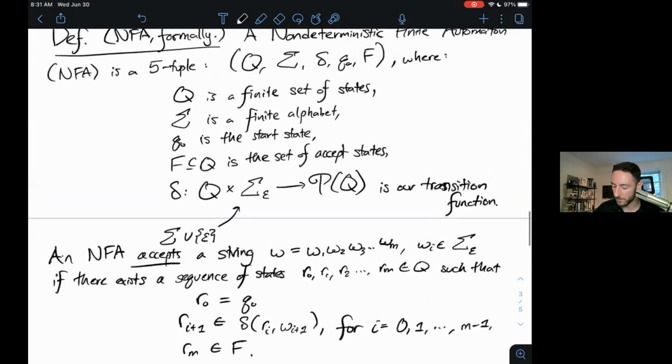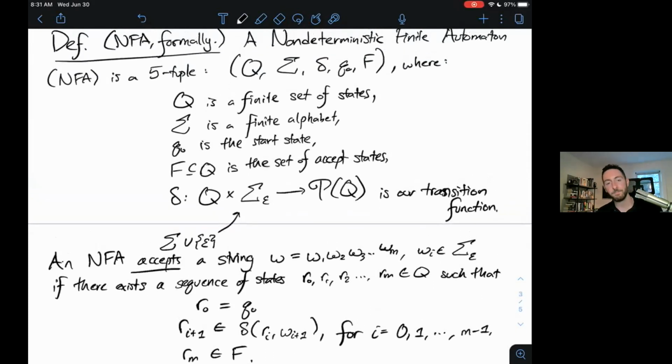That's our full formal definition of an NFA. It's these 5 states. Again, the only thing that differs from the DFA is the fact that we're mapping to power sets and the fact that we're mapping from an input alphabet that includes epsilon. And then we accept whenever we can identify a sequence of states with legal transitions between them that end up at the accept state.